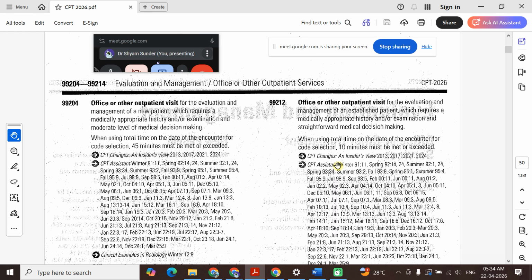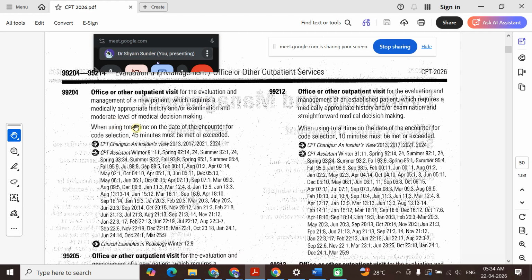Now coming to the next level, 99204. What's the difference here? Moderate level, 45 minutes. Yes, the evaluation, MDM, and time. MDM is increasing further. Now it is moderate, a higher, still higher problem. The time is also increasing.